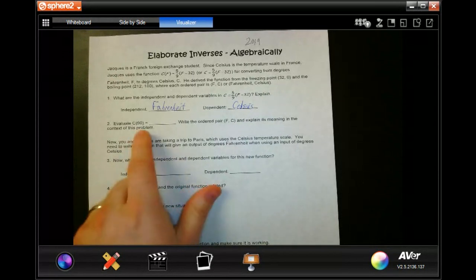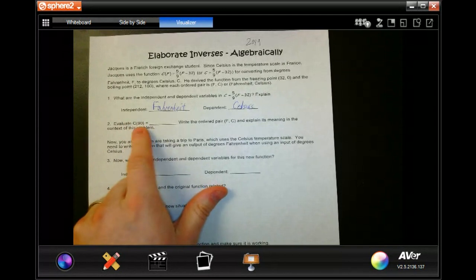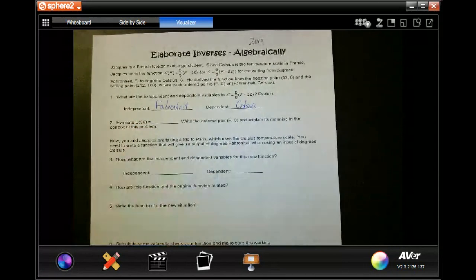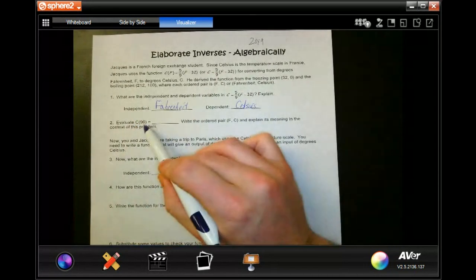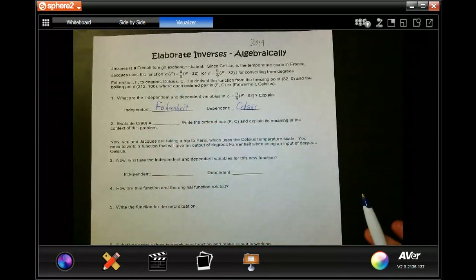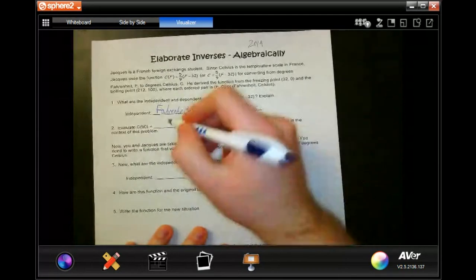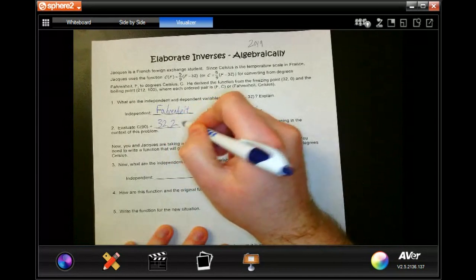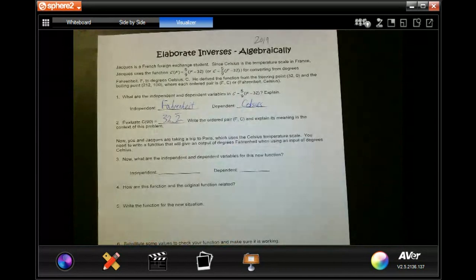So evaluate C of 90. What did you guys get here? If you put 90 into this equation, what did you guys get? C of 90. So have a Fahrenheit of 90 degrees, pretty hot, pretty warm, maybe not for Texas. What did you guys get for that? Yeah, let's just keep it 32.2. If it is repeating, it's great. 32.2.